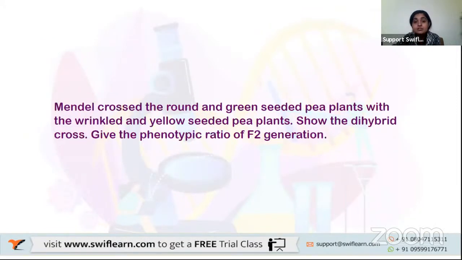Mendel crossed round and green seeded pea plants with wrinkled and yellow seeded pea plants. Show the dihybrid cross and give the phenotypic ratio of the F2 generation. Now, this question is for you guys. You have to do it on your own and see what you have learned out of today's session.